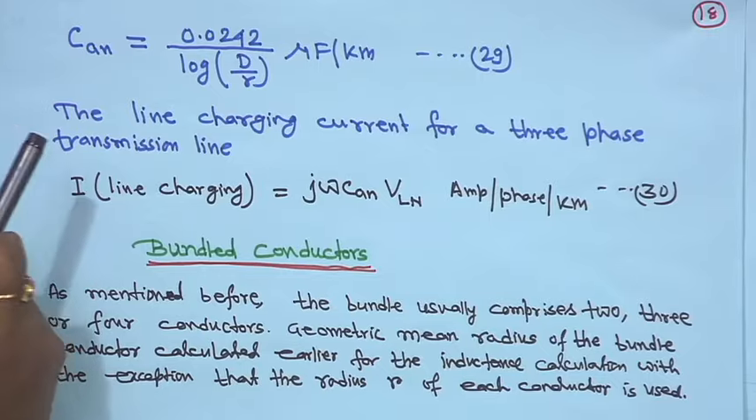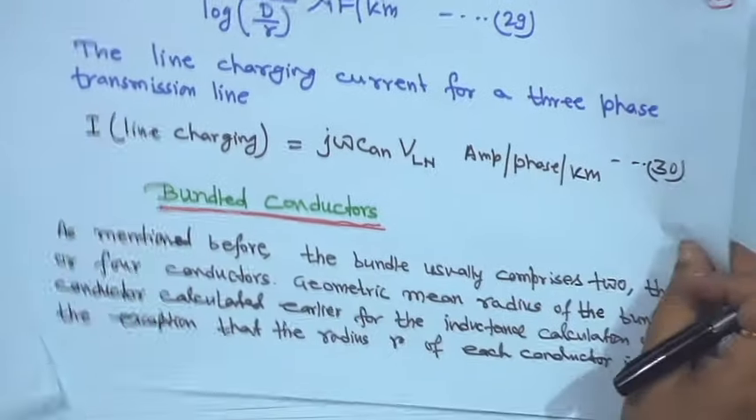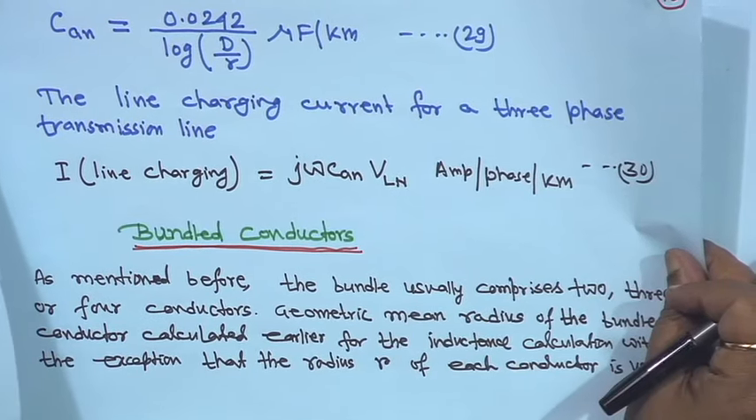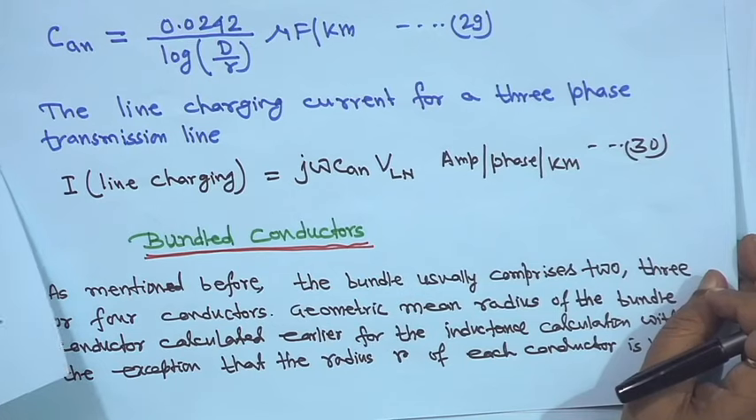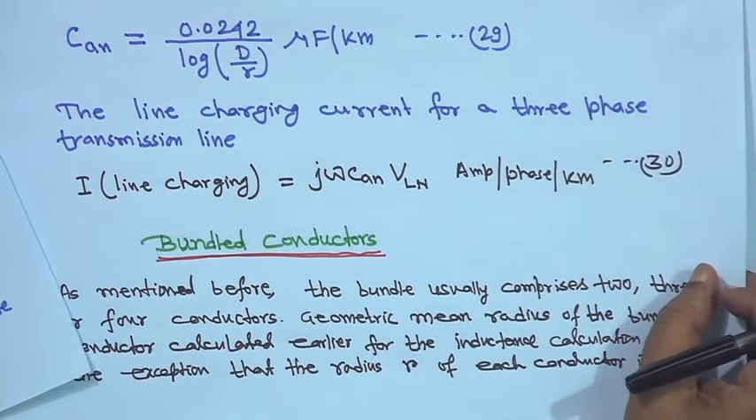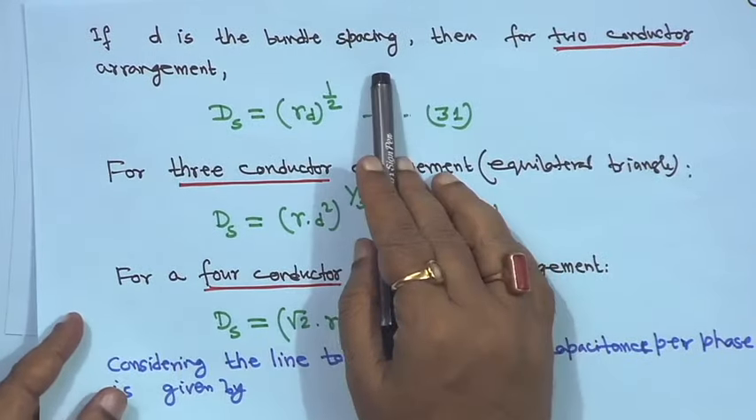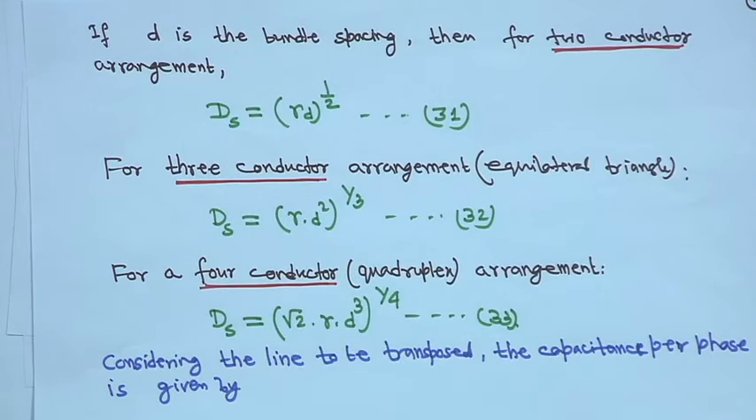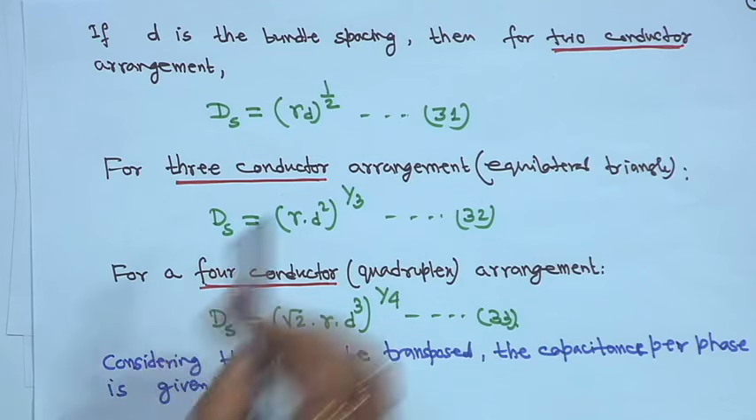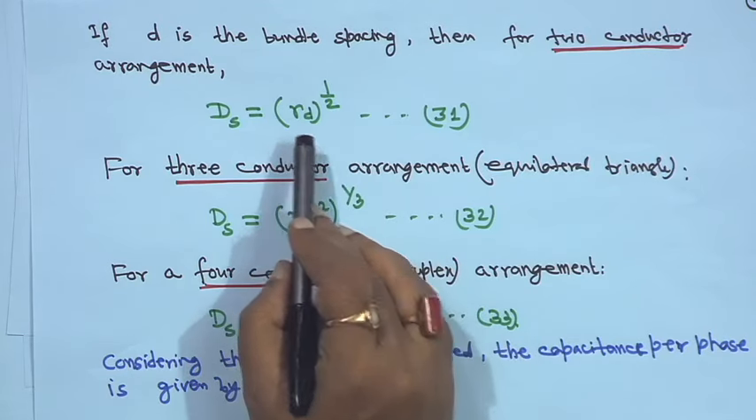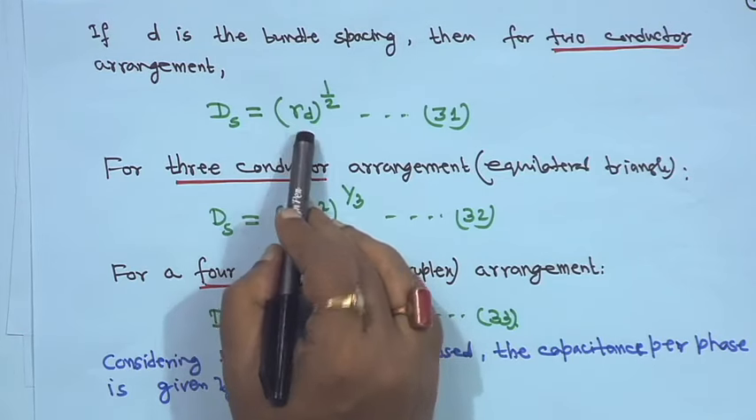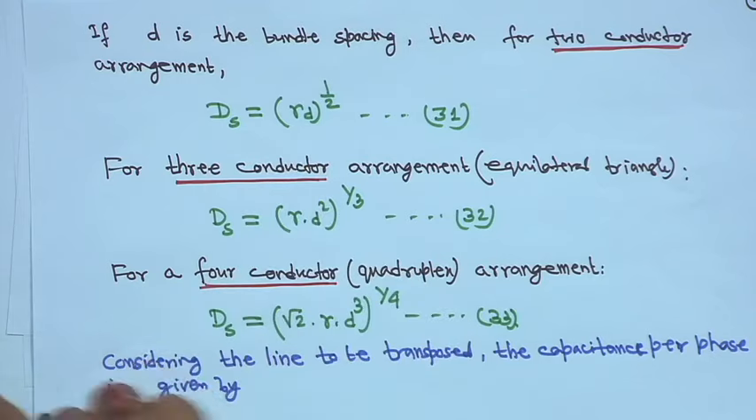For the bundle conductor case, for inductance we used r dash, that is for calculation of internal inductance. Here there is no internal capacitance, so that is why we will use r only, but not r dash. Therefore, if d is the bundle spacing, then for the two conductor arrangement, ds is equal to r d to the power half, the geometric mean radius for the two conductor case. In the case of inductance it was actually r dash, but in the case of capacitance it is r. Go back to the diagram.